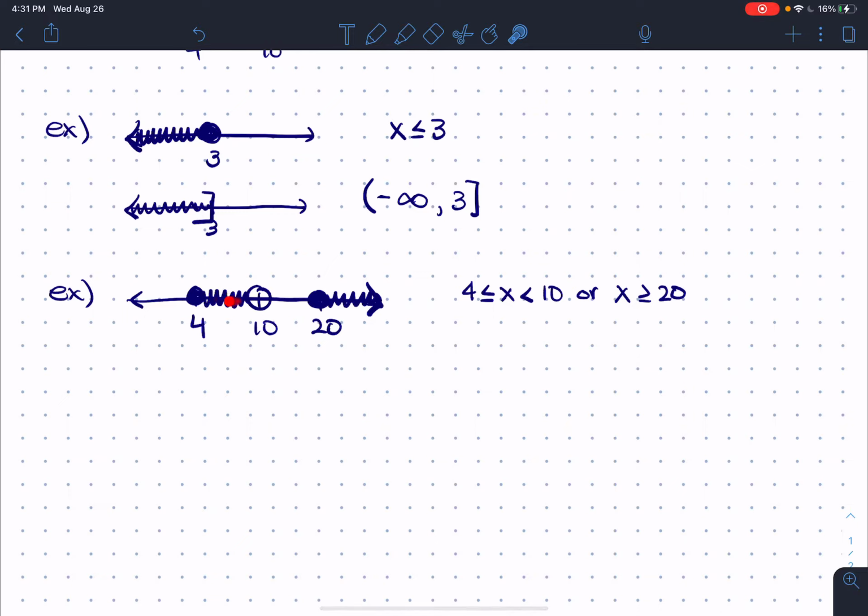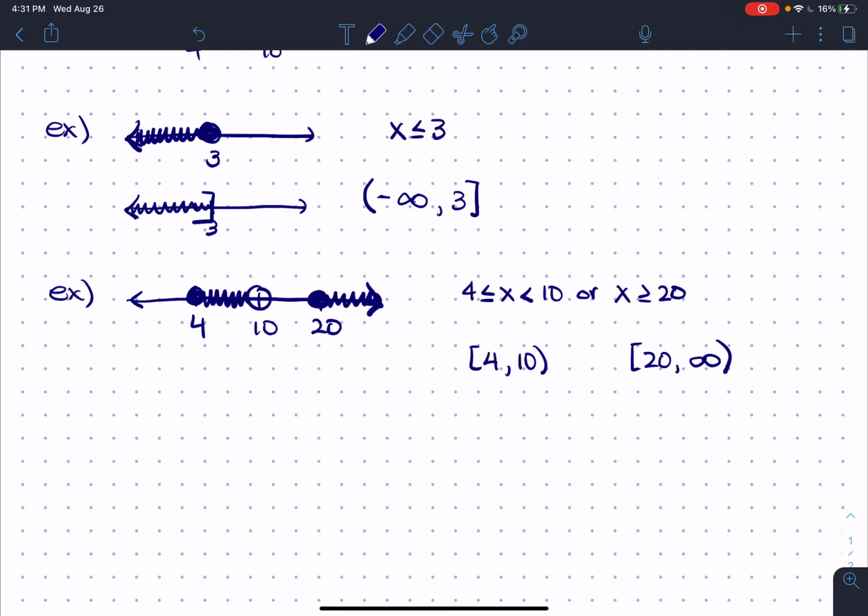There is no number between 4 and 10 and greater than 20, so you have to have the word or. And then interval notation, same kind of idea. You do both intervals separately. So the first interval, we want to include the 4, but not the 10. And our left endpoint is 20. Our right endpoint is infinity, but we can't include the infinity.